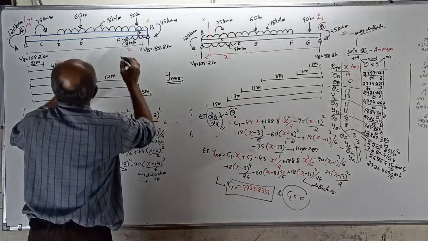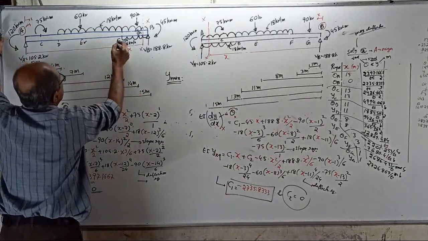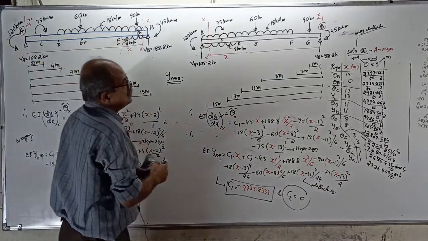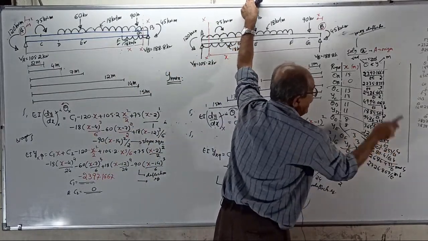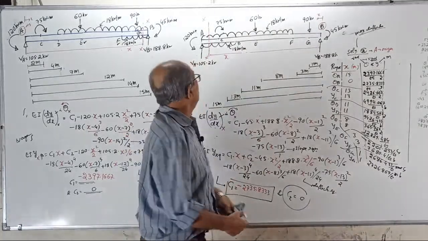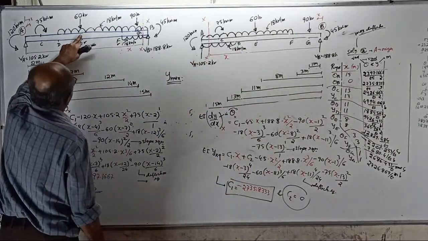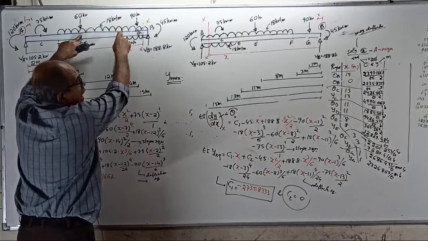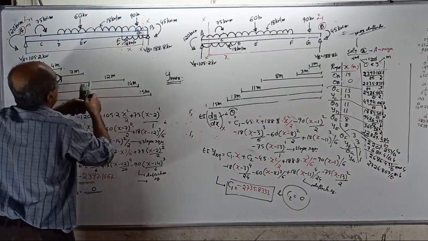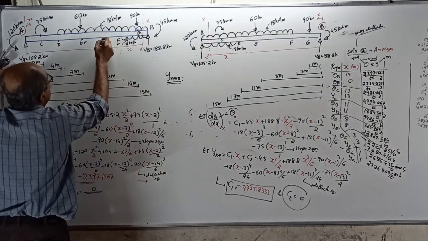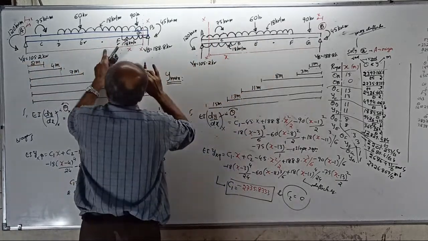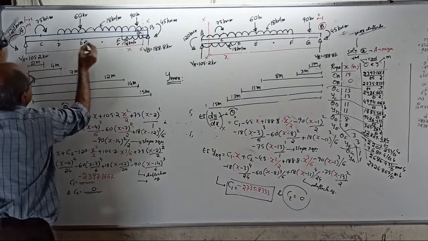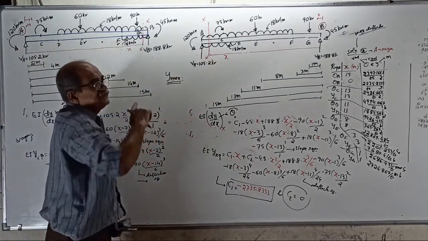How? Find the slope at E. Find the slope at F. See, your slope at E came clockwise. Slope at F came anti-clockwise. Oh, correct. This point slope came clockwise, this point slope came anti-clockwise. Therefore, y maximum is somewhere here. This question is x from A, that question is x from B.